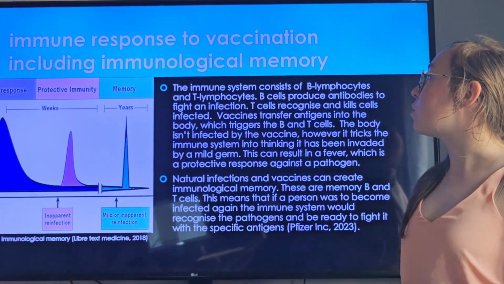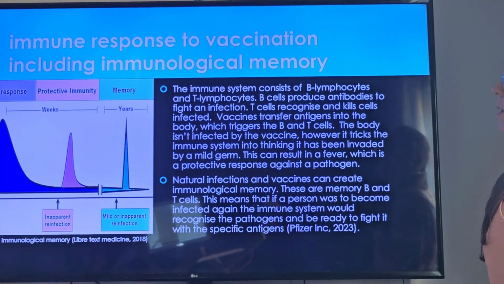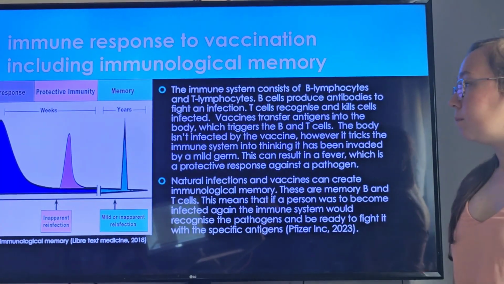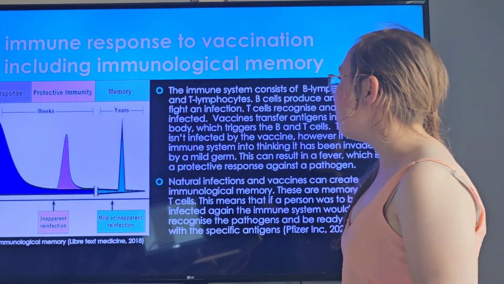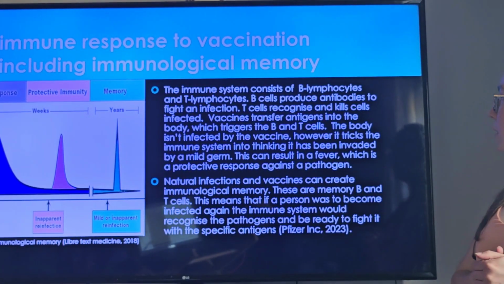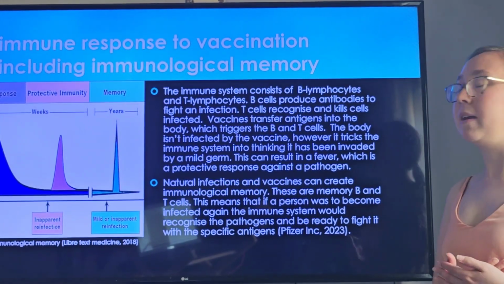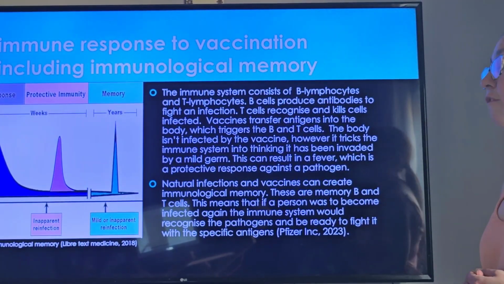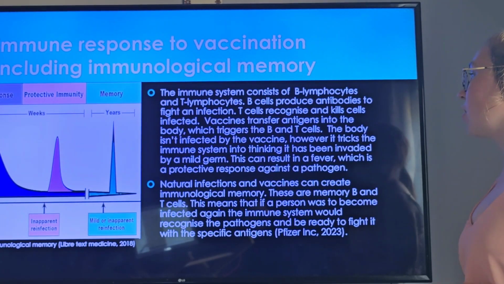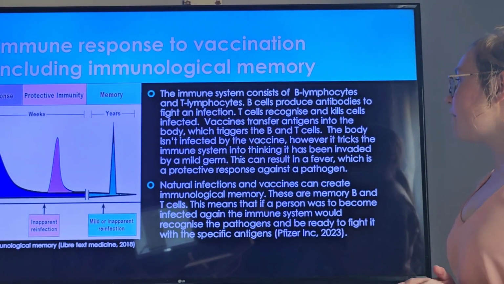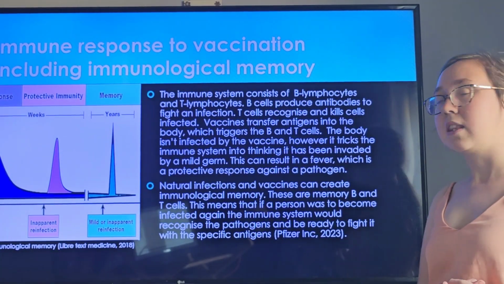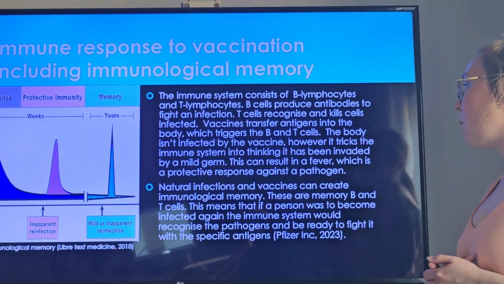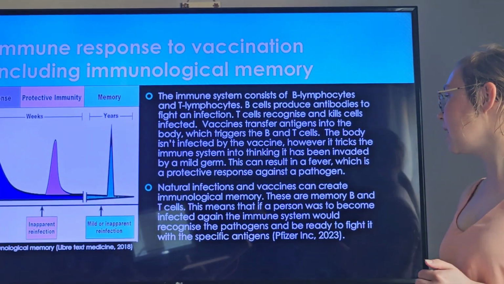Immune responses to a vaccination, including immunological memory. Here is a diagram of immunological memory. The immune system consists of B lymphocytes and T lymphocytes. B cells produce antibodies to fight an infection. T cells recognise and kill the cells infected. Vaccines transfer antigens into the body, which triggers the B and T cells. The body isn't infected by the vaccine, however it tricks the immune system into thinking that it is.